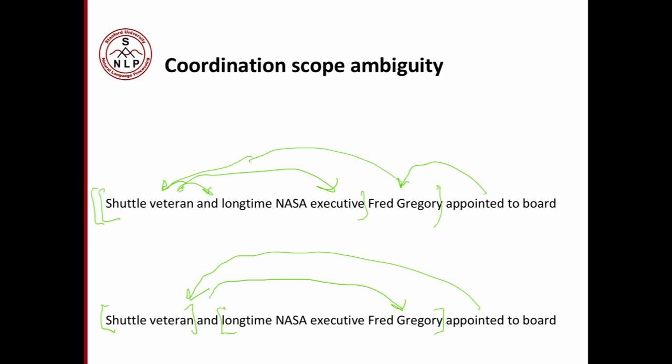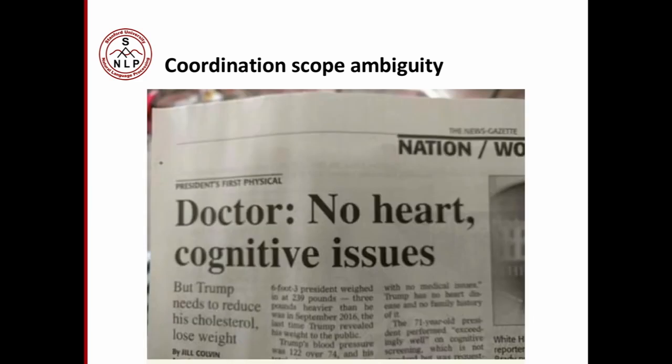Okay, that's one. That one's not very funny again. So here's a funnier example that illustrates the same ambiguity effectively. Here's "President's First Physical, Doctor: no heart, cognitive issues." So there isn't actually an explicit coordination word here, but in natural language, or certainly English, you can use just a comma with list intonation to effectively act as if it was an "and" or an "or".